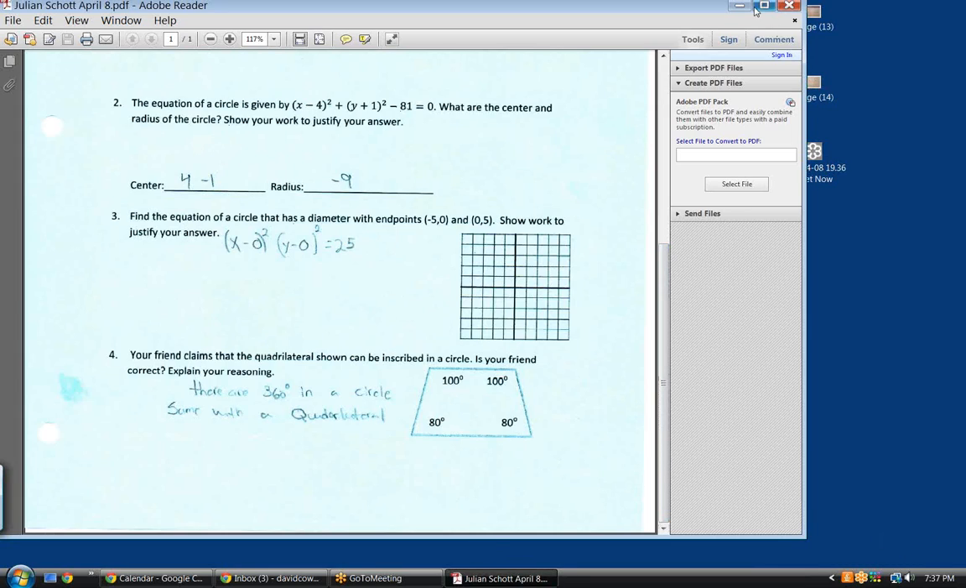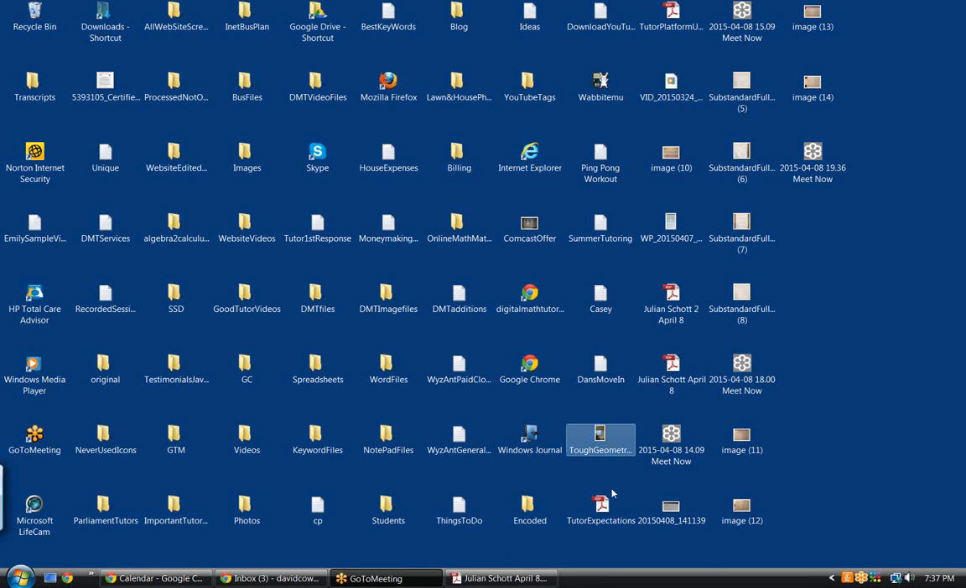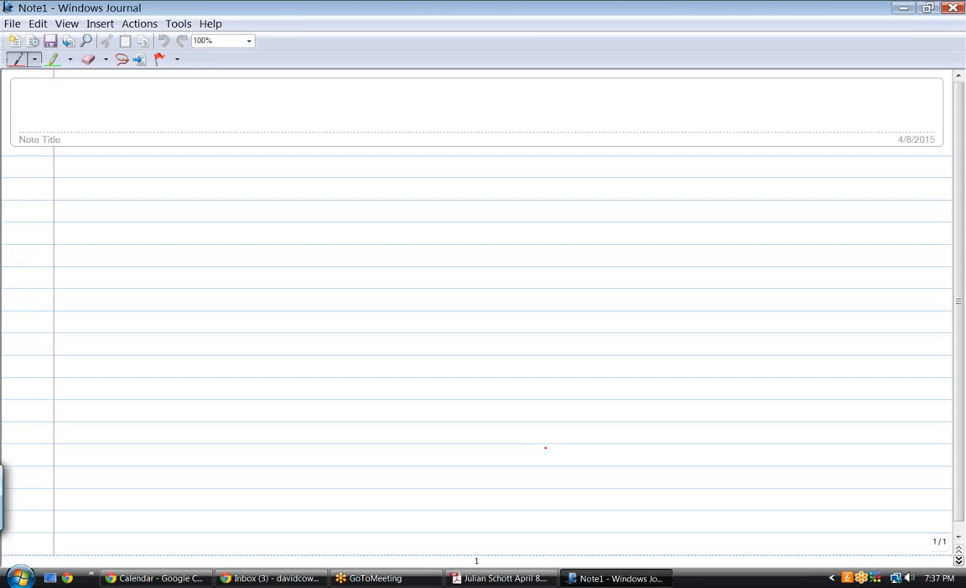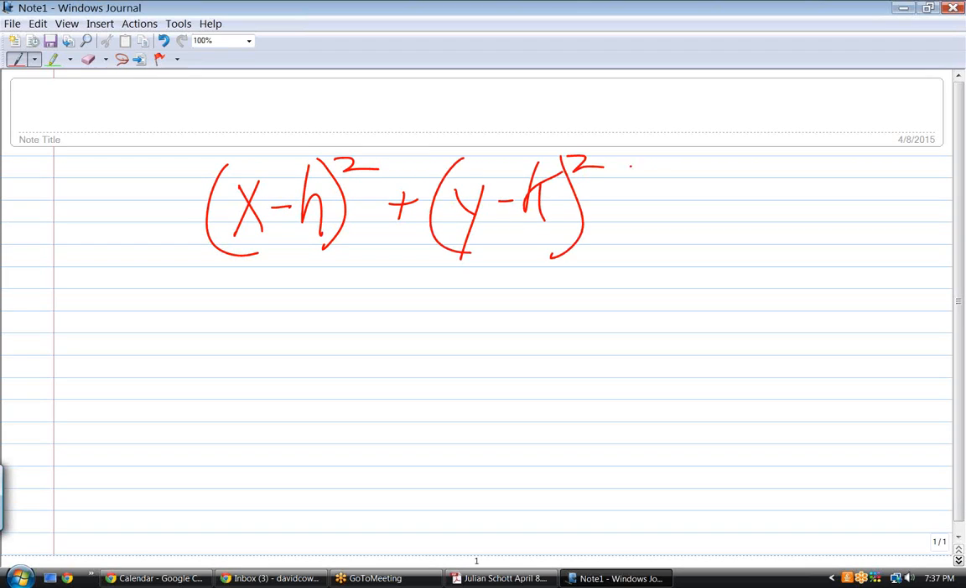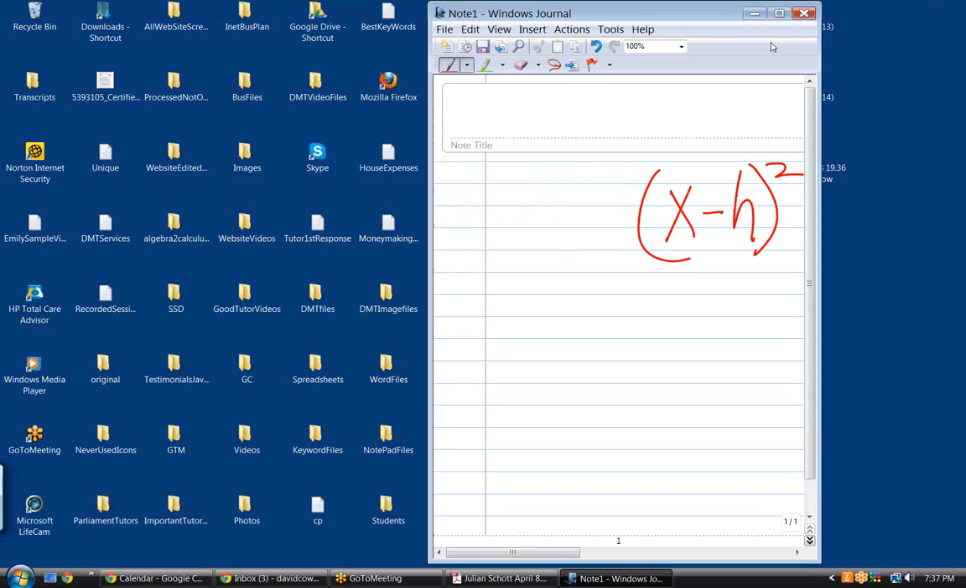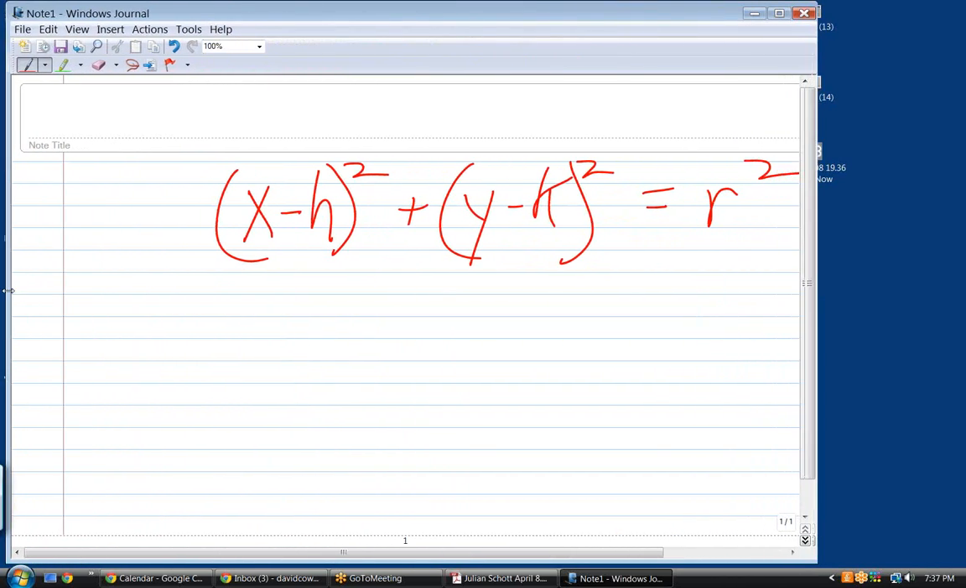Alright, the equation of a circle, that's where the center and the radius come in. So let's talk about the general format for the equation of a circle. It is (x minus h) squared plus (y minus k) squared equals the radius squared. What's the h and the k? That's the center, the coordinates of the center.